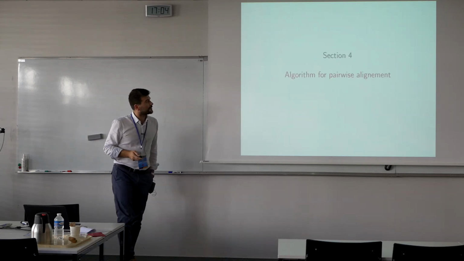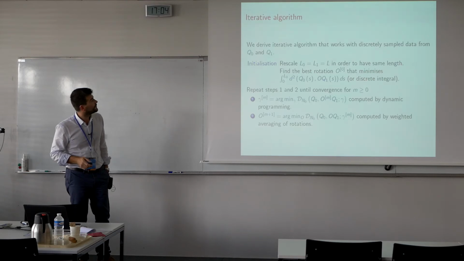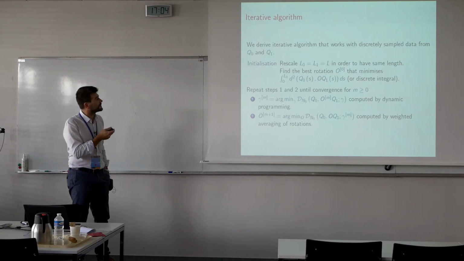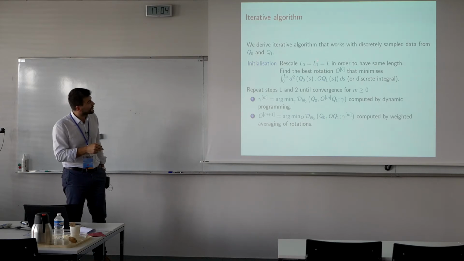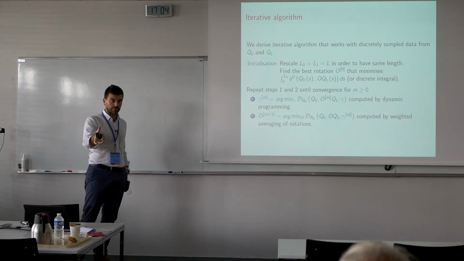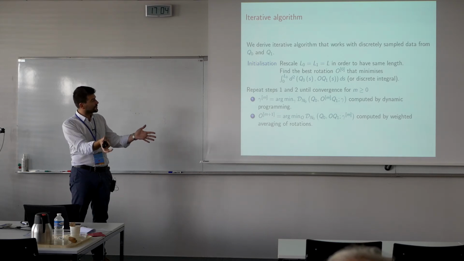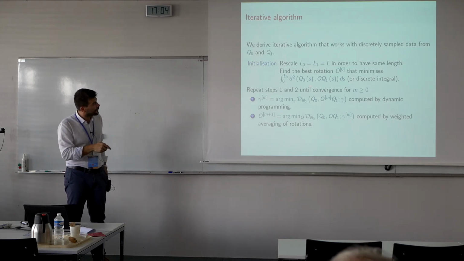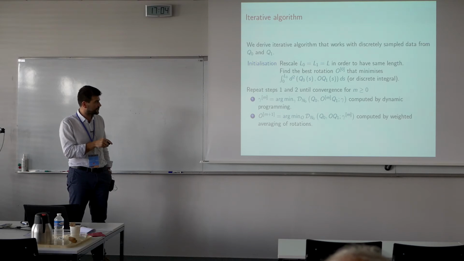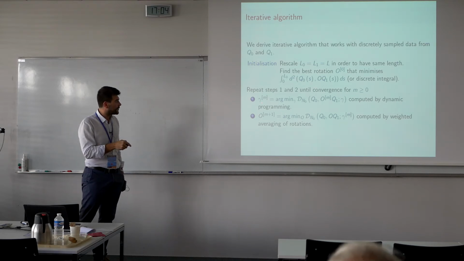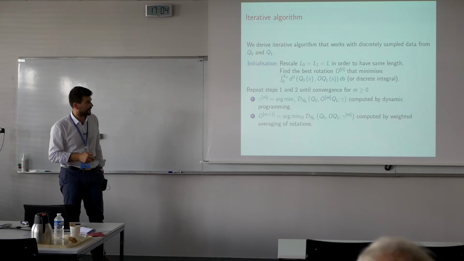Now, how can we deal with this pairwise alignment problem? It's relatively standard. First we compute the K0 and K1. We rescale in order to have the same length. Then we first need to find the best rotation for Q1 just to align on K0. For that, we can minimize in O this problem, or the discrete version if we have only discrete data. And then we repeat until convergence: the best stretching and then the best rotation.